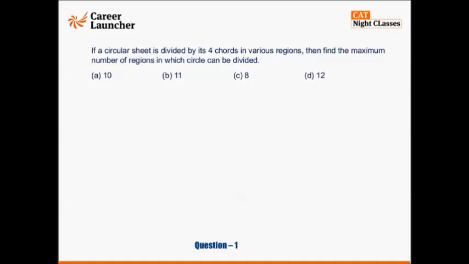Okay. So let me pick it up, guys. I'll pick it up now. So the question states that if a circular sheet is divided by its four chords in various regions, then find the maximum number of regions in which the circle can be divided. Great. I see quite a few of you got the answer 8. Do let me know if I'm incorrect. But I'm guessing that many of you must have done something like this.